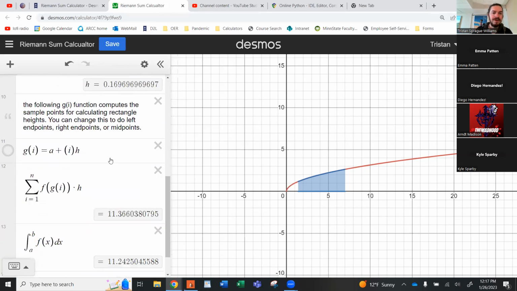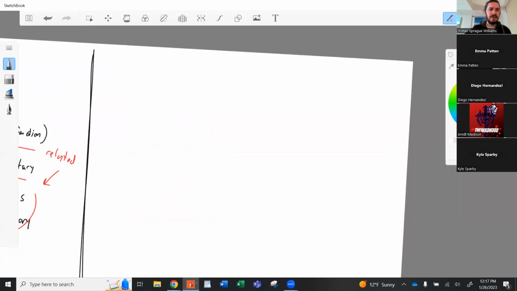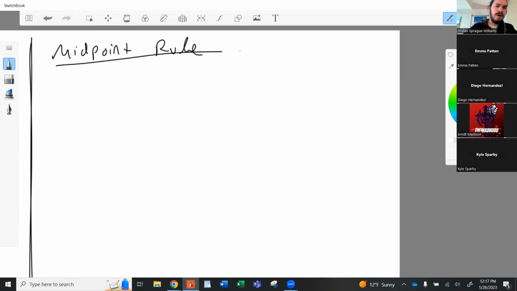Okay, so we're going to study 3 different new methods that we haven't studied before for doing this that have varying degrees of accuracy. So the first one we want to do is the midpoint rule. It's called the midpoint rule for calculating areas.